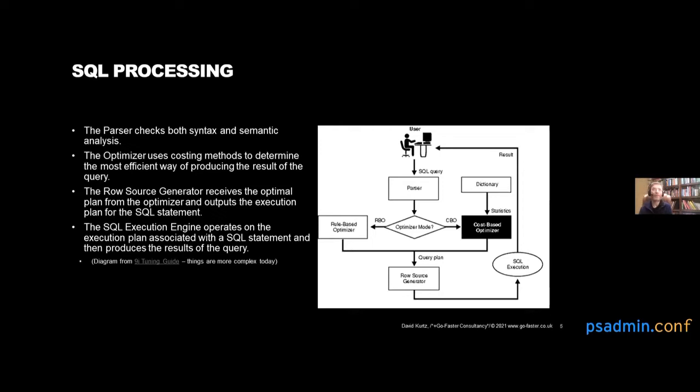And now you have volumetric statistics: how many rows, how many blocks are in a table or an index, how many distinct keys, what's the range of values in my column. And these volumetric statistics are fed into a mathematical model, and that mathematical model is the cost-based optimizer. And what it does is it costs all sorts of possible execution plans and picks the cheapest one.